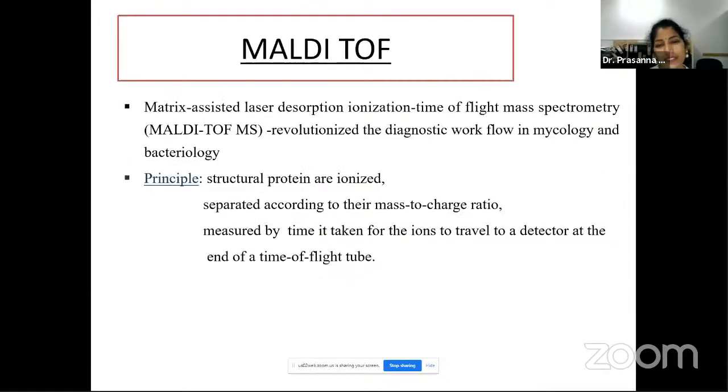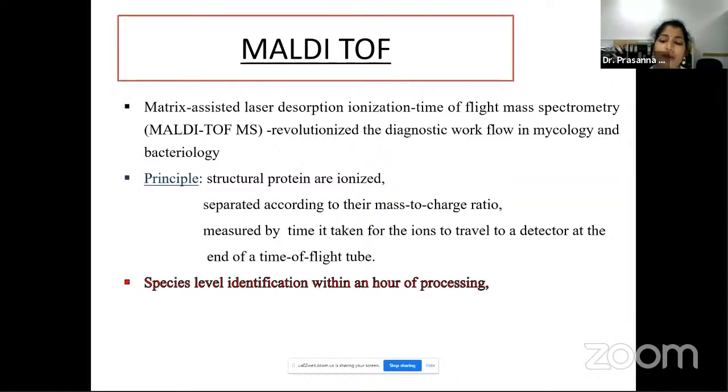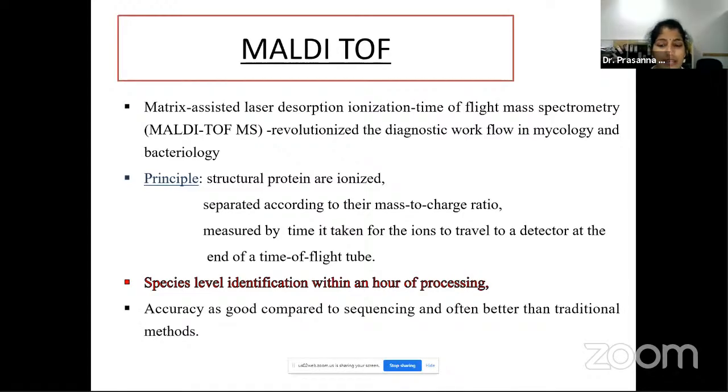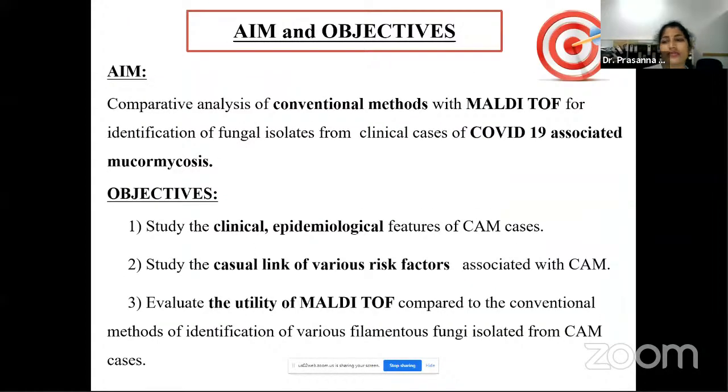MALDI-TOF is one such method which has revolutionized the diagnostic workflow in mycology, and it can identify up to species level within an hour of processing. The results obtained have an accuracy as good as sequencing and often better than the traditional methods. With this background, the aim of my study is to do a comparative analysis of conventional methods with MALDI-TOF for identification of fungal isolates from clinical cases of COVID-associated mucormycosis, with objectives to study the clinical epidemiological features, the causal link of various risk factors, and the utility of MALDI-TOF in the identification of various filamentous fungi in CAM cases.